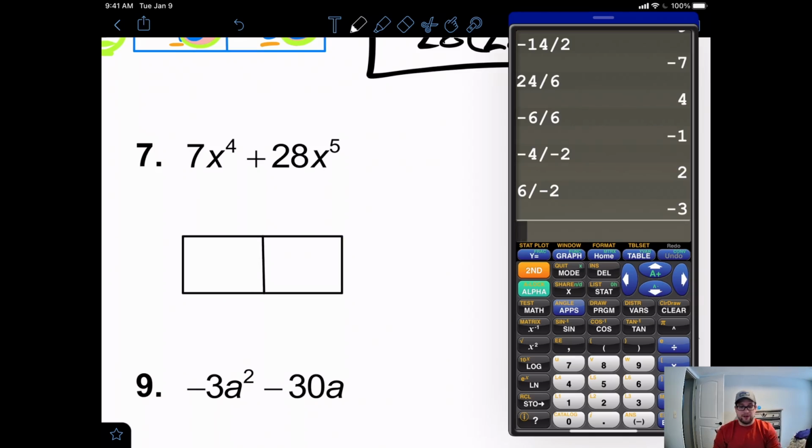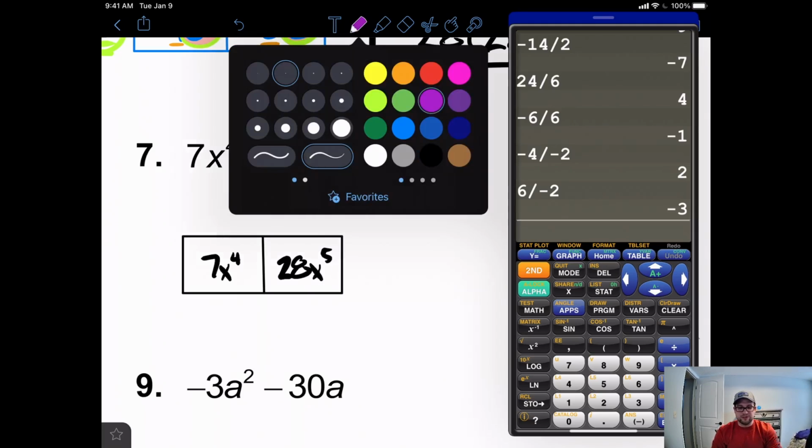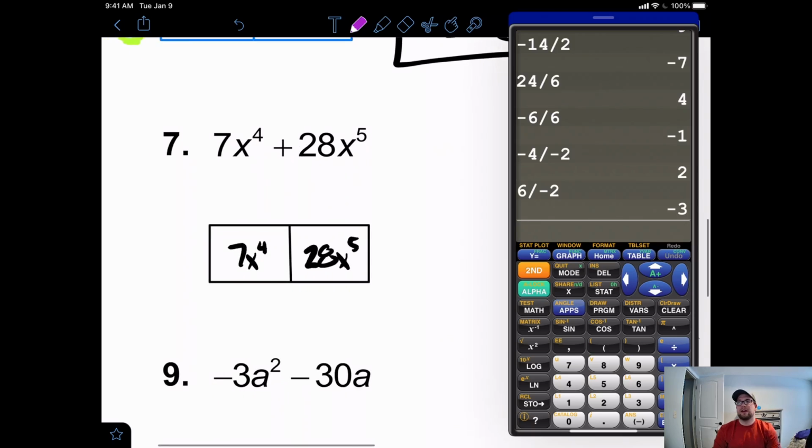So coming over here, we're going to have our 7x to the 4th in the first box, and in the second box, we're going to have 28x to the 5th. Now, as we work through this problem, we should think to ourselves, what's the biggest number that goes into 7 and 28? In this situation, the answer is 7. So you can divide 7 out of each of those.